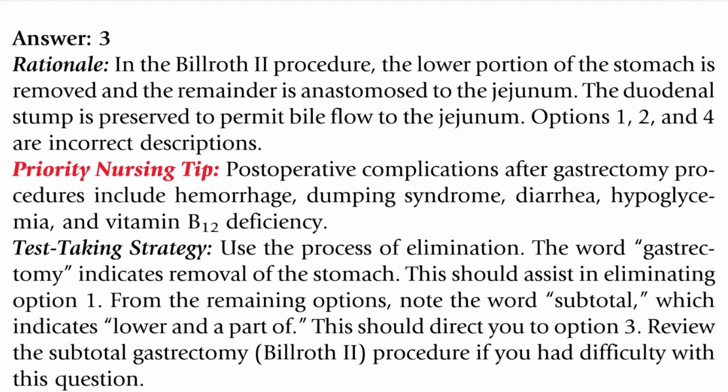Answer: 3. Rationale: in the Billroth 2 procedure, the lower portion of the stomach is removed and the remainder is anastomosed to the jejunum. The duodenal stump is preserved to permit bile flow to the jejunum. Options 1, 2, and 4 are incorrect descriptions.